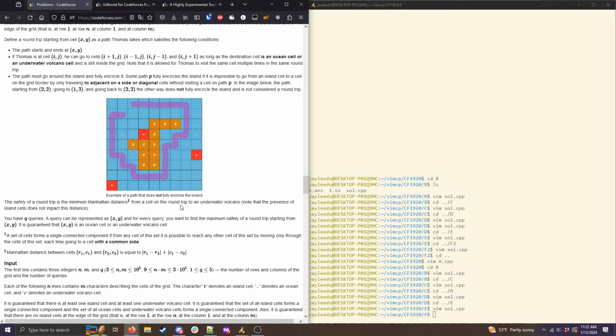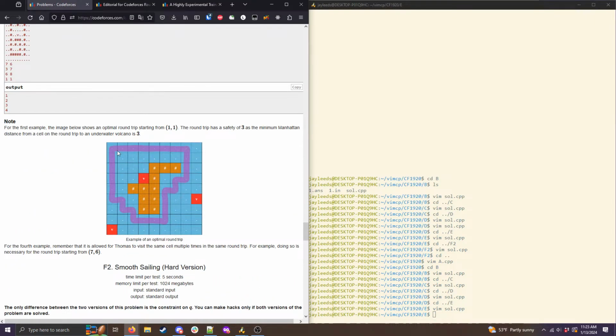The safety of a round trip is the minimum Manhattan distance from a cell on the round trip to an underwater volcano, and the volcanoes are just certain cells that are given to us in the input. For each of Q queries, we want to find the maximum possible safety. So for example, this path is a round trip that blocks off the island from the border and has safety 3 because the shortest distance from a volcano to our path is 1, 2, 3.